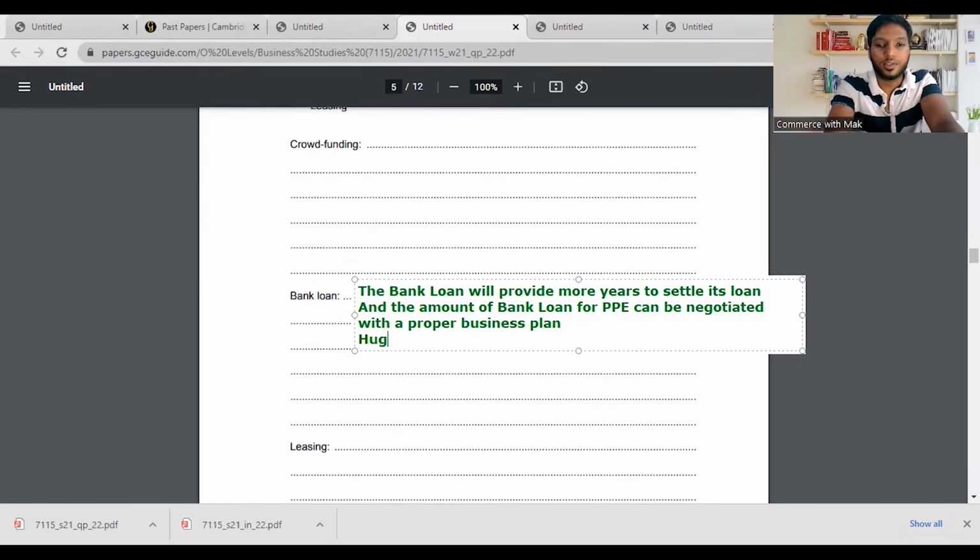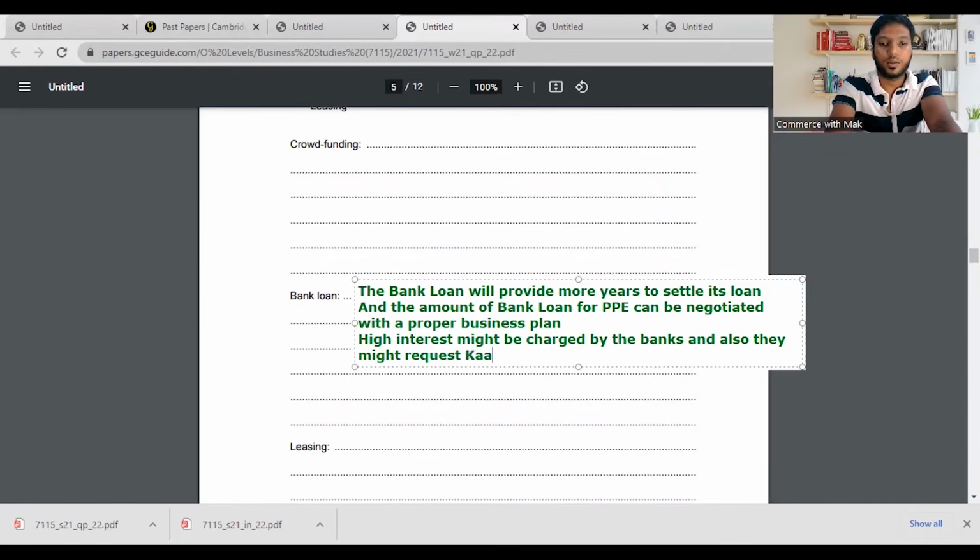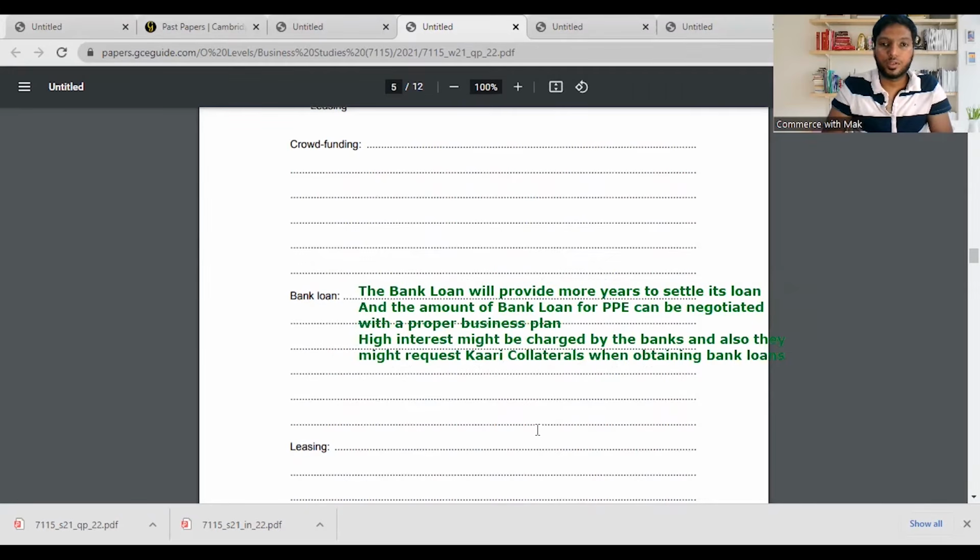And on the other side, high interest might be charged by the banks, and also they might request collaterals when obtaining bank loans. So what is collaterals, guys? Collaterals is like, if you can't get the loan from the business, they will ask for some sort of deed of the property. Like, do you have a house? Do you have a vehicle? So bring the vehicle's details, bring the house details. They will take a copy of the house deed, and then only they will give you a loan. So that is a risk. Sometimes you might lose the house if you don't pay the loan on time.